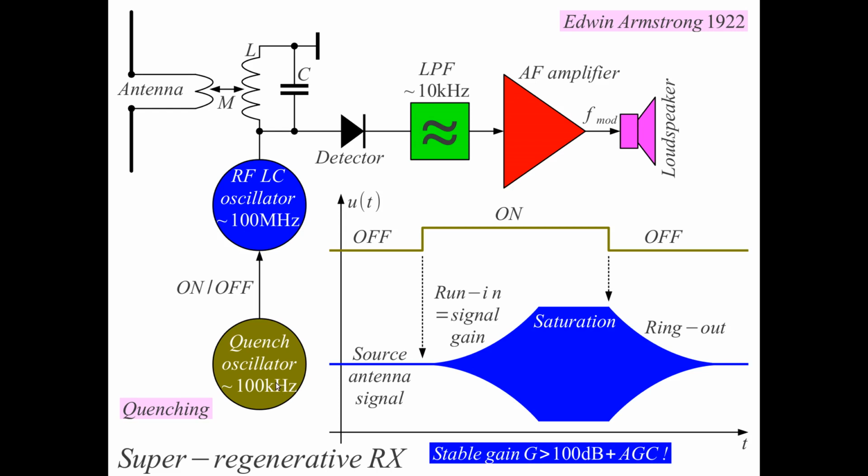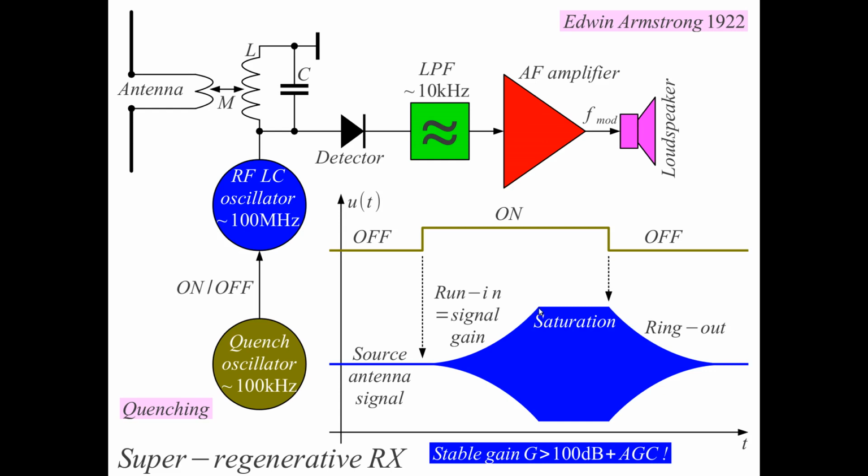The quenching frequency is removed by a low-pass filter, and the resulting audio is amplified or fed directly to a headset. This super-regenerative receiver only works with amplitude modulation, because with amplitude modulation the amplitude of this signal changes. If I change the frequency, the change is much smaller. The only thing I could do is perhaps slope detection, but slope detection is not very efficient.